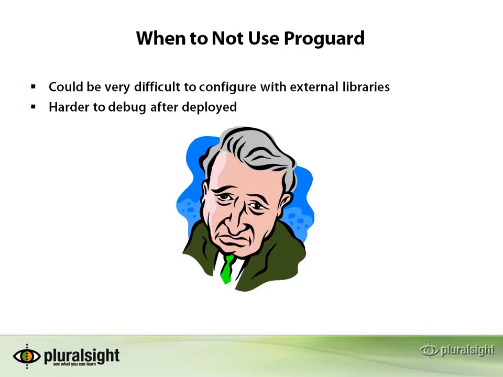Also, it's a little bit harder to debug after being deployed, because if you can imagine, when you get a stack trace from a user, that stack trace is going to have the mangled names. Now I'll show you there's a mapping file that you can use, and there's a tool that will convert that stack trace to your plain English class and method names. But sometimes it's just not going to be worth it to use ProGuard, and there are some disadvantages to it, just so you're aware.